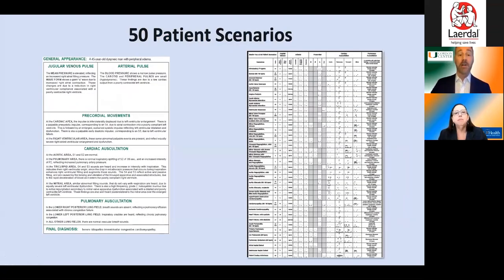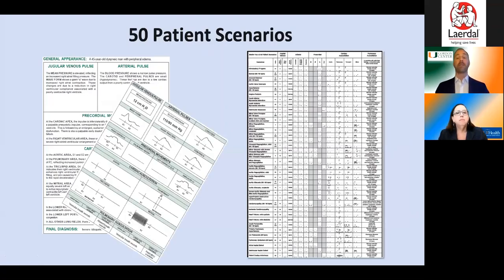The latest generation of Harvey can now simulate 50 different patient scenarios. On the left, we have just a few excerpts from the learner manual, which details all of the many findings in each condition. And this little wall chart here shows that there are many thousands of findings available in Harvey.